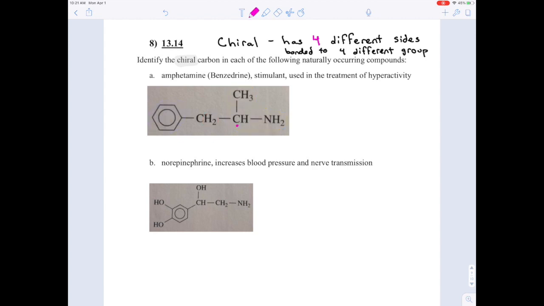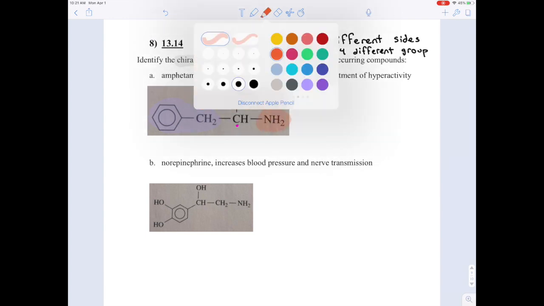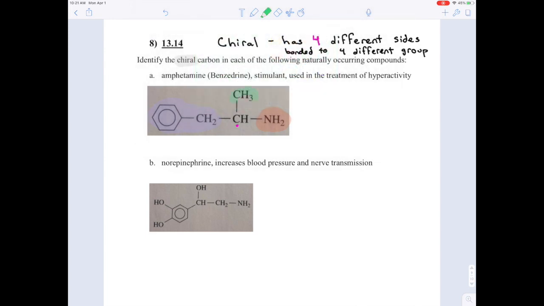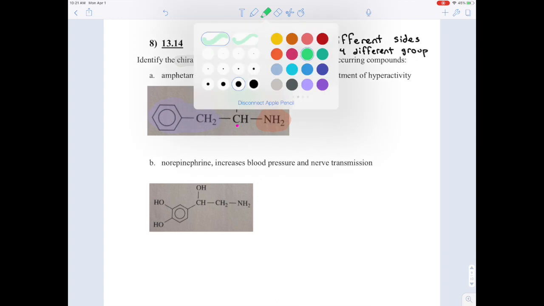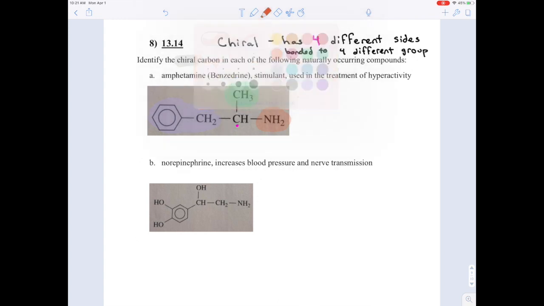Okay, let's see about this carbon. On the left, it has this group that it's bonded to. On the right, it has this group, which is different. On the top, it has yet another group that's different, a methyl group. And last but not least, it's also bonded to a hydrogen. So there you have 4 different things that carbon is bonded to. So that carbon is a chiral carbon. That comes in 2 versions, a left and right-handed version. This is chiral.